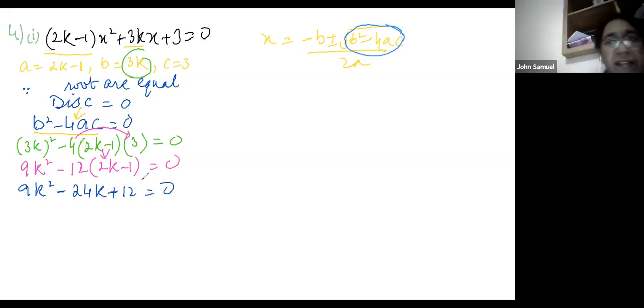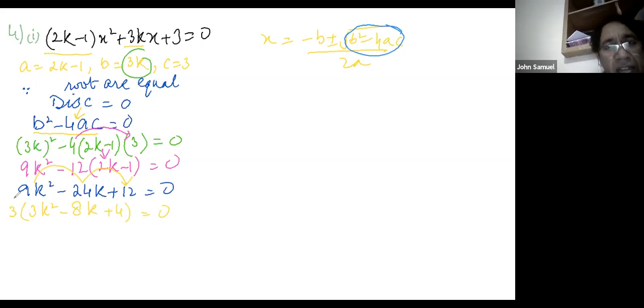Here you can see that we can easily take common in all three terms. What is common in all three terms, my dear student? Yes, who is going to tell? 3 is common, my dear student. So we can take 3 common: 3 times (9k square minus 8k plus 4), since 3 times 8 is 24 and 3 times 4 is 12, is equal to 0.